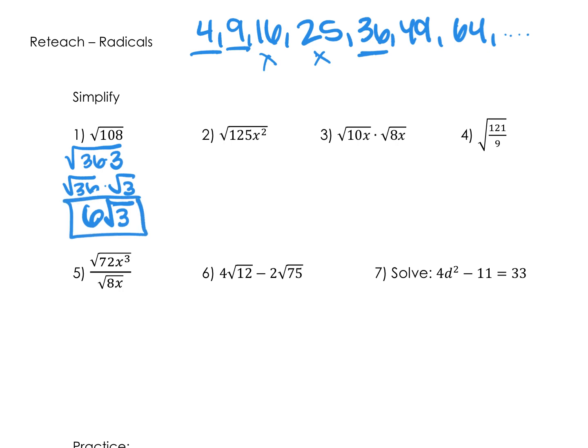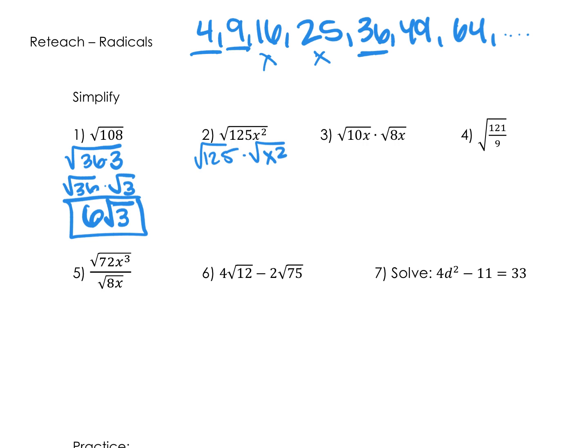For number 2, there's x's involved, so this works the exact same way. We're just going to separate our radical, our numbers and our letters. So first, let's simplify the square root of 125. This is going to work the same way as the last problem. You're going to look for the biggest perfect square that divides 125.